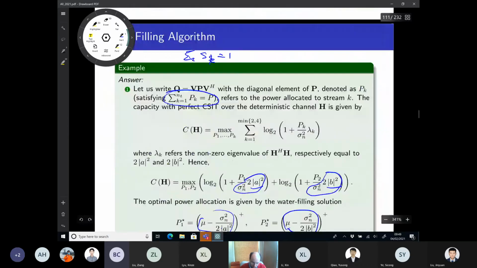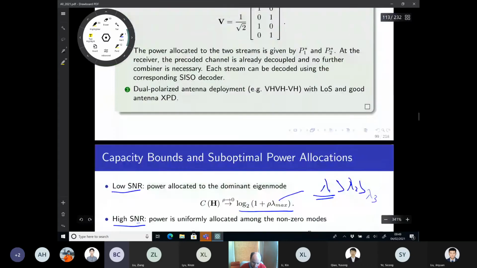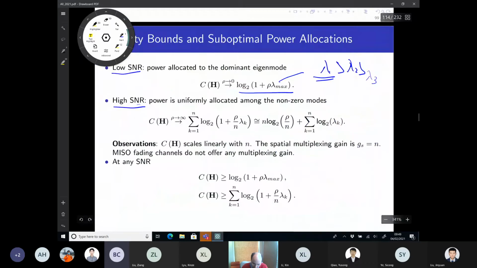Good, so that's why you have those two extremes here. Rho is equal to 0, rho is very large. And here what I'm doing, I'm having Sk equal to 1 over n. I'm doing a uniform power allocation, so I have essentially rho over n. And I have n eigenmodes now. I have n data streams. I allocate the same power level to n of them, so I have equal power allocation.